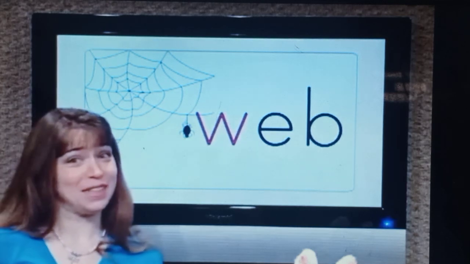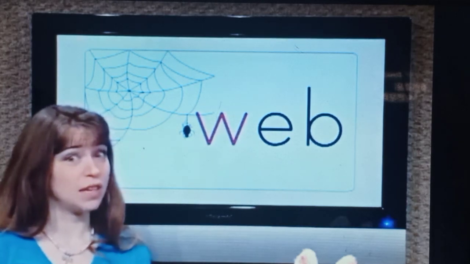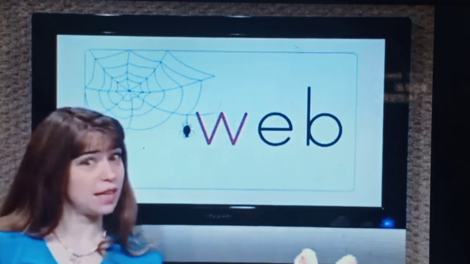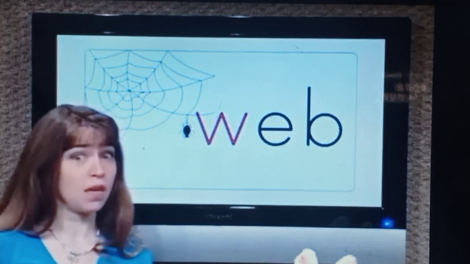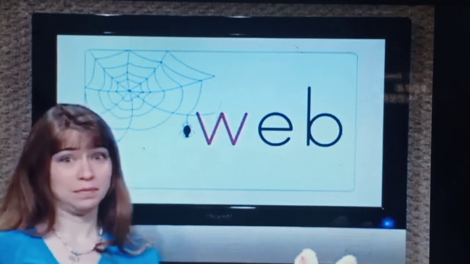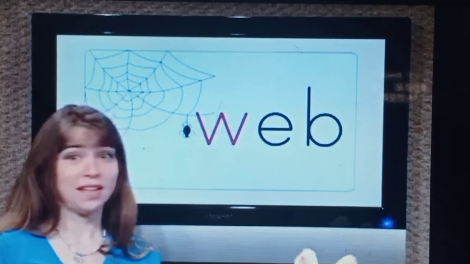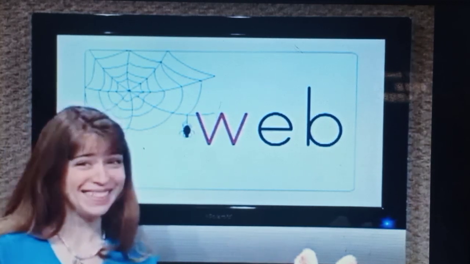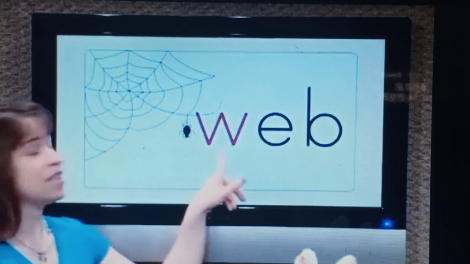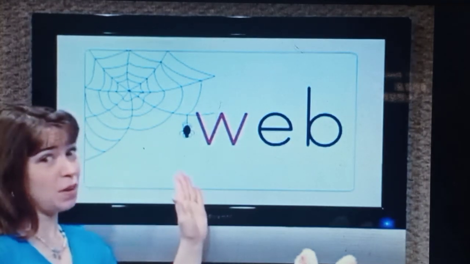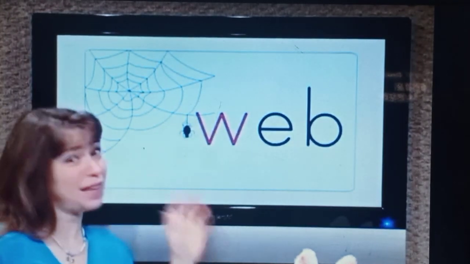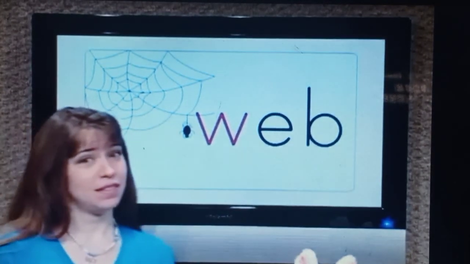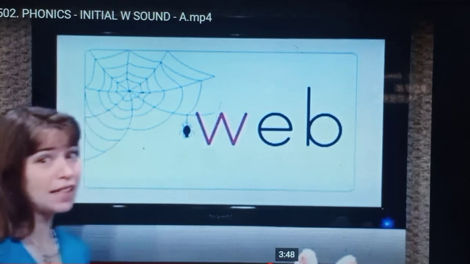Okay, now we're going to be learning a new sound. Sound W. Web. Do you see the sound? Try web. Web. The sound for W is web. This is a web. This is a spider web. Look, the spider is using its web to go down.